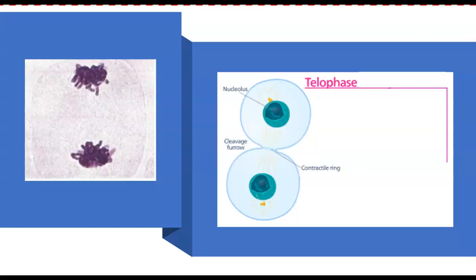Telophase is the last phase of mitosis. In telophase, the condensed chromosomes stretch out to form thin, tangled chromatin. A nuclear membrane forms around each set of chromosomes, and the spindle fibers disappear.